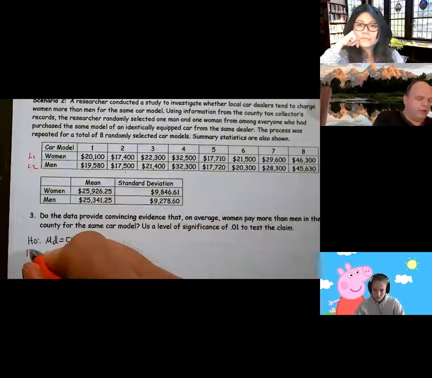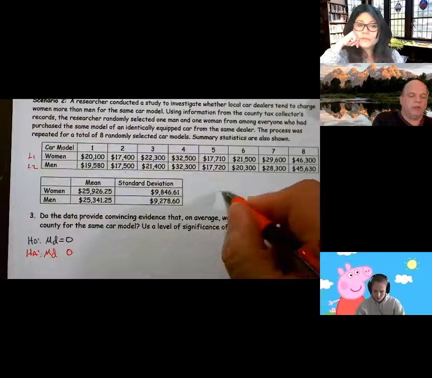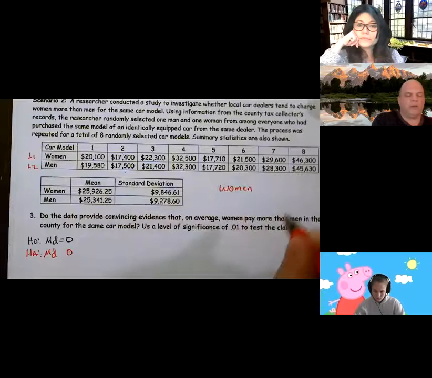The alternative, mu d not equal to 0. We have this part, but here's where we have to be careful and take a moment and decide which way you're going. Well, because they listed women first, I'm going to go women minus men. That just happened to be the order that they went in.